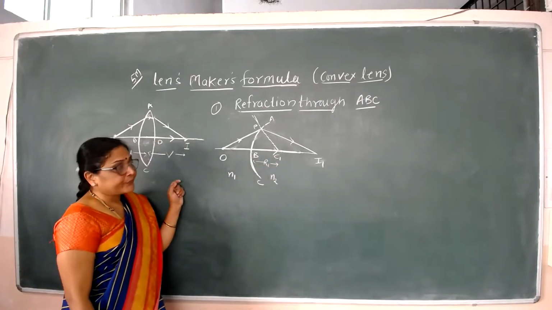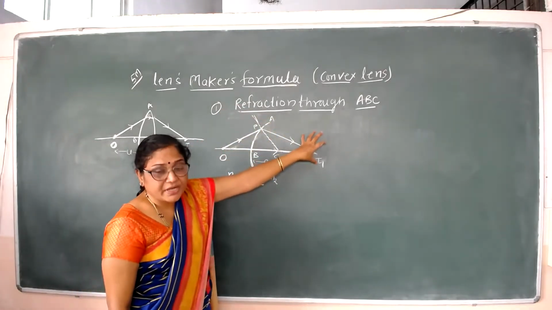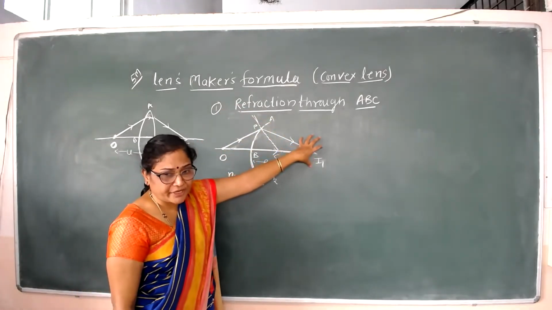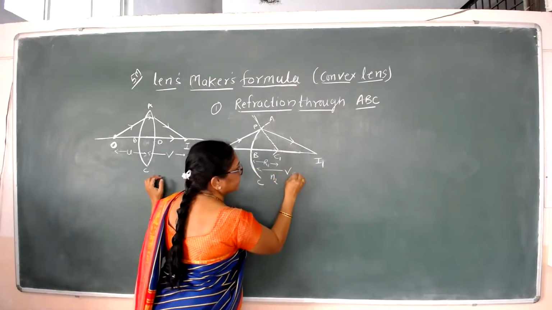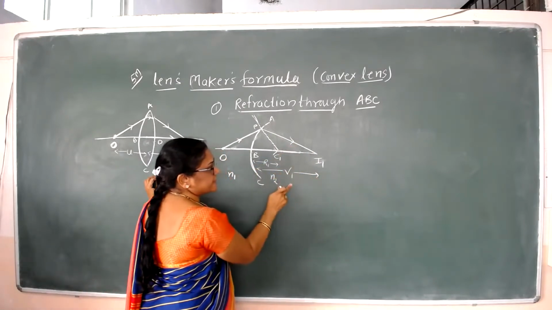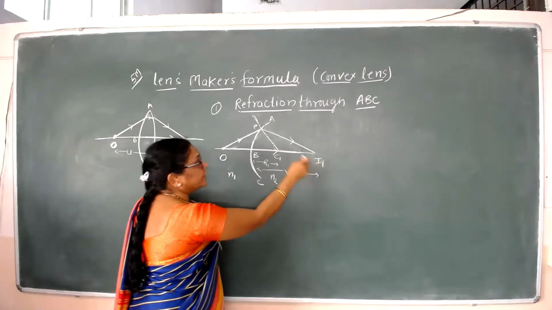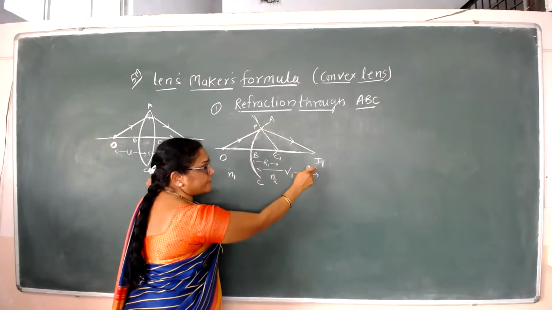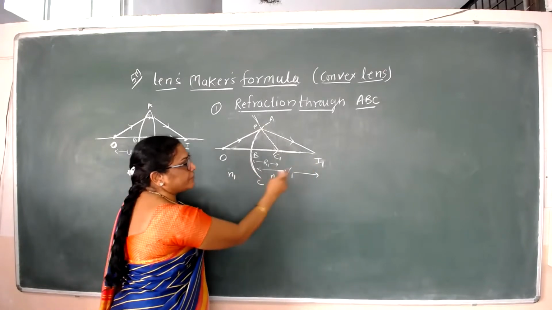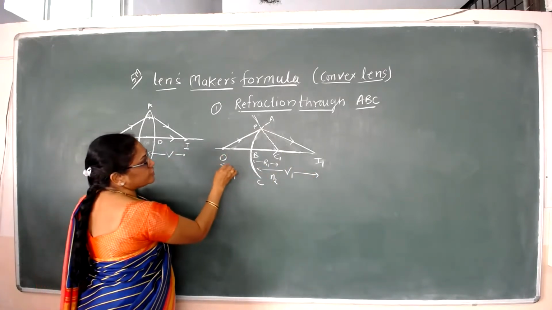So in this case we have got the image at I1, but this image is not the final image. Consider this distance to be V1. This is the image distance, but this is not the final image. This image is formed due to the first spherical surface. So we consider I1 and V1 as the image and image distance. But the object is the same, so consider the object distance U.